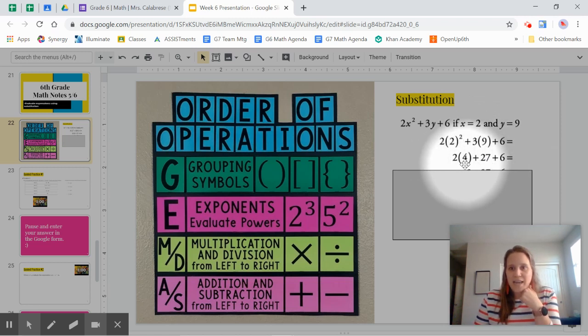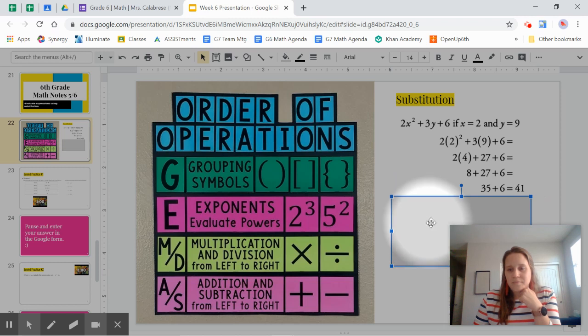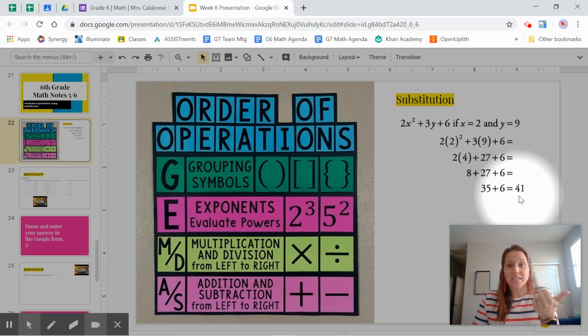On this line of work, I have multiplication, addition, and addition. So I'm going to go ahead and do multiplication next. 2 times 4 is 8. And now I only have addition. I can add left to right. I get 41.